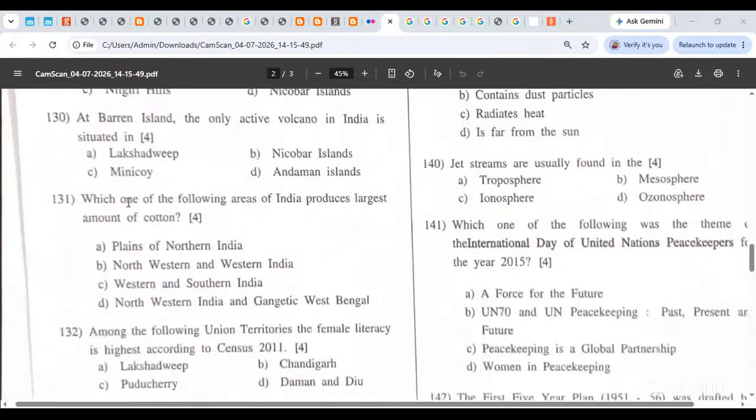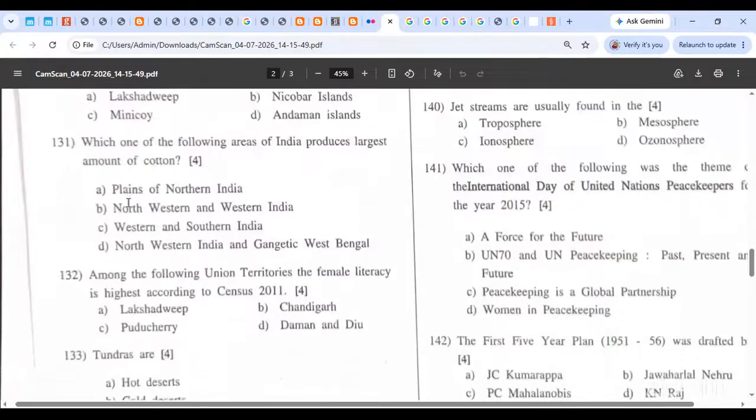Okay, here we are. Question 131. Which one of the following areas of India produces the largest amount of cotton? Okay, you're talking of the black cotton soil, famously found on the Deccan Plateau. So you are looking specifically at that part. The regions you are looking at are going to be the states; the highest ranking states will be Gujarat, Maharashtra, and then followed by Telangana.